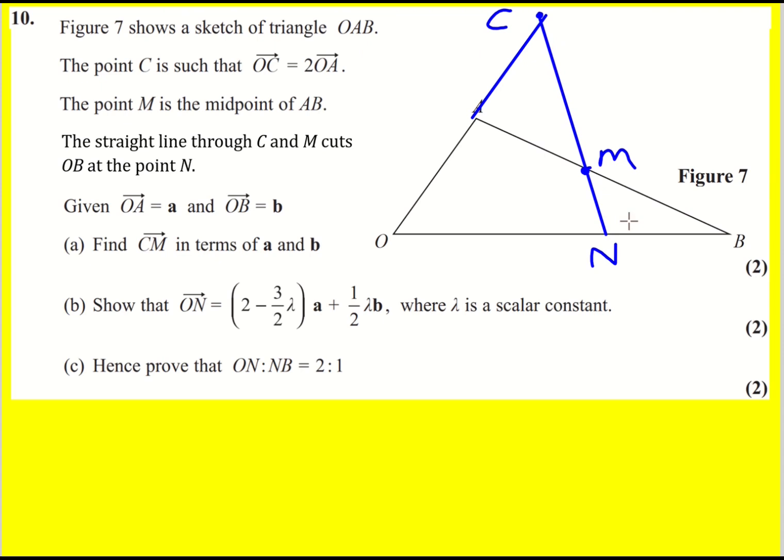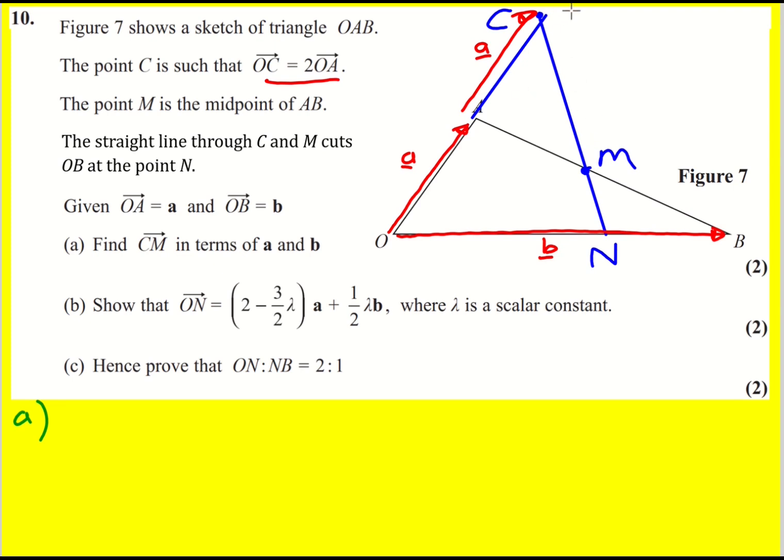We're given that OA is equal to A, and OB is equal to B. I'm also going to add on that this here is A, because we're told that implied here. Find CM in terms of A and B.